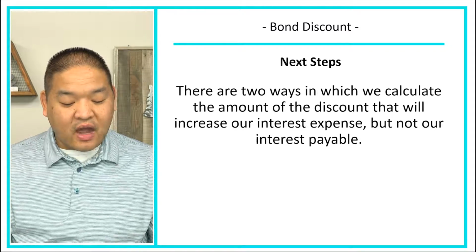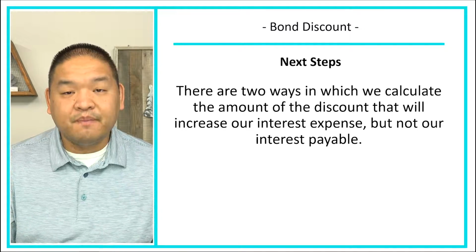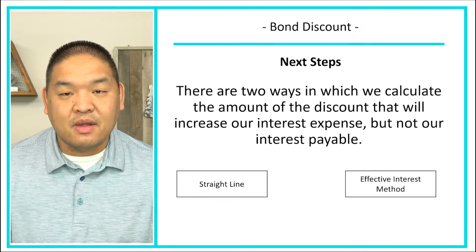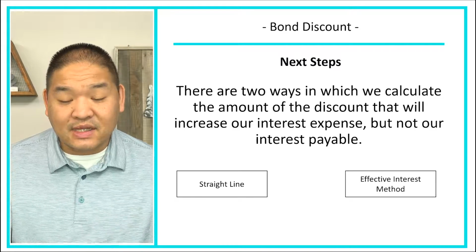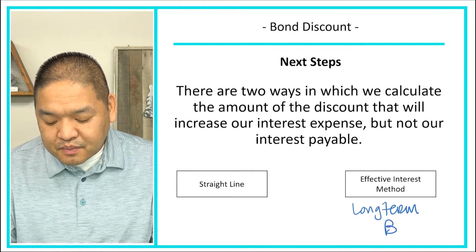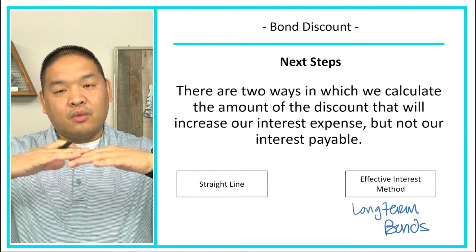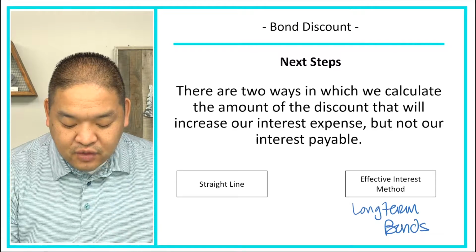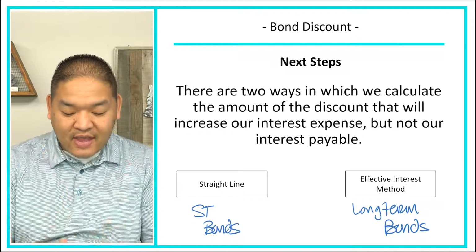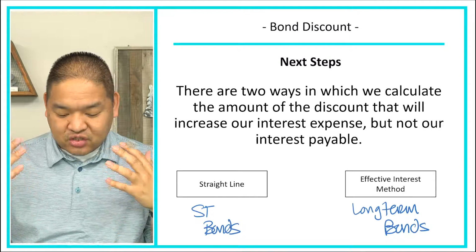So there are two ways in which we calculate the amount of the discount that will be increased into interest expense, but not our interest payable. We are going to either use the straight line method or we're going to use the effective interest method. Like we said before in the last lesson, the effective interest method is used usually for long-term bonds because the difference between $1 today and $1 tomorrow is significant when we bring in more time. Straight line we often use for short-term bonds or notes, and the reason why is the difference between using that and the effective interest method is usually immaterial, and so it just makes it easier to use the straight line.